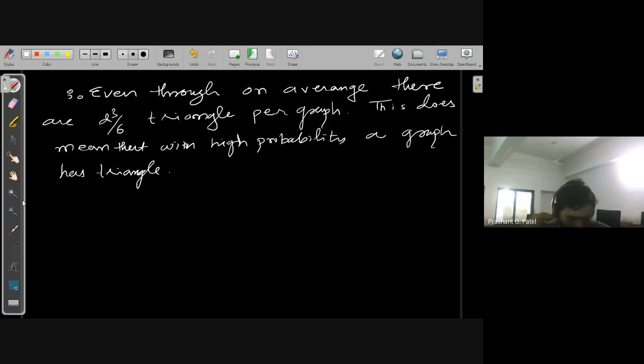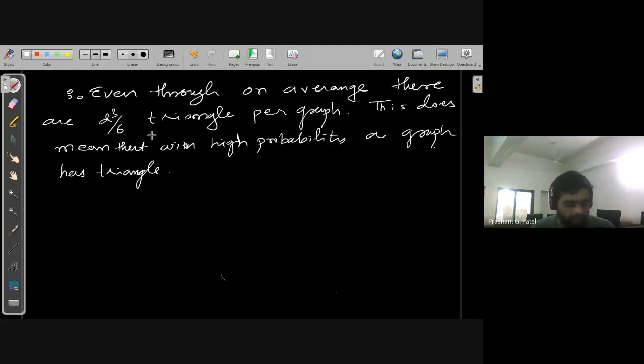It may be that half of the graphs have d cube by 3 triangles, and the other half have the average d cube by 6 triangles. Then the probability is 1 by 2, and a graph selected at random could have no triangles. It may be possible that 1 by n of the graphs had d cube by 6 into n triangles, and the remaining graphs had no triangles, then as n goes to infinity, the probability that the selected random graph has a triangle goes to 0.